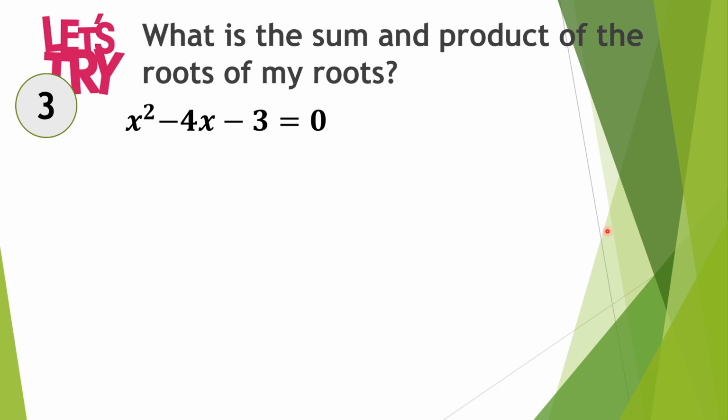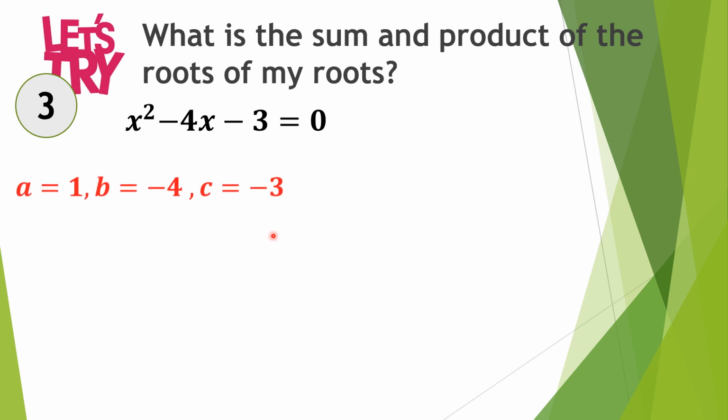Next, example number 3. What is the sum and product of the roots? So x squared minus 4x minus 3 equals 0. Without applying the one that we used a while ago, the shortcut method. So here, since a is equal to 1, it's just a matter of getting its opposite. The opposite of negative 4 is equal to 4. And that is your sum. And this one here, negative 3, will serve as its product.